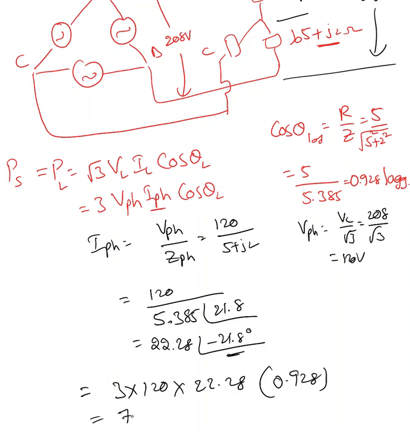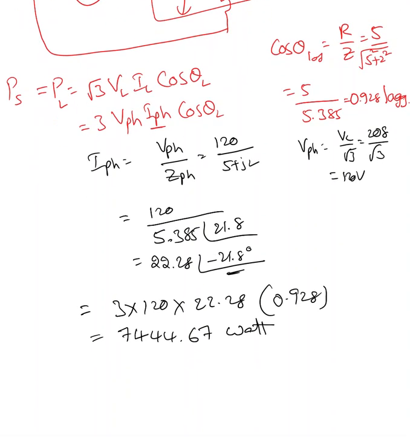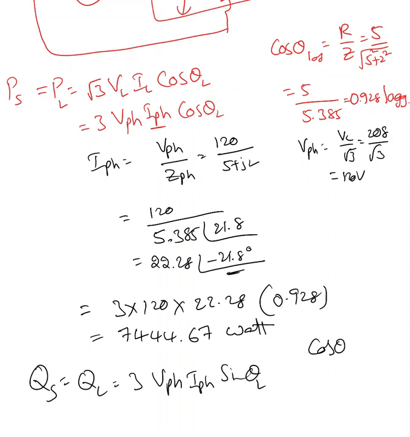This value is 7444.67 watt. That is the active power consumed by the load as well as supplied by the source, since there is no line impedance. Once I have PS, I need to find QS or Q load. Both of them are the same. It is 3 times VPH IPH sin theta L.